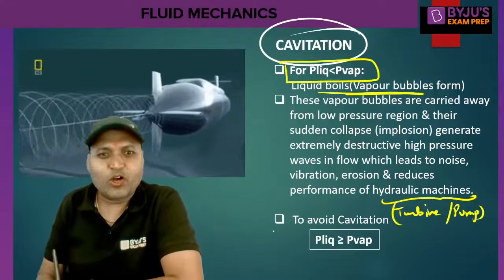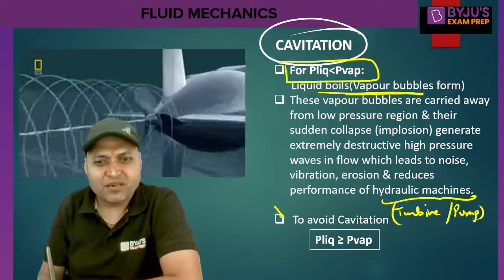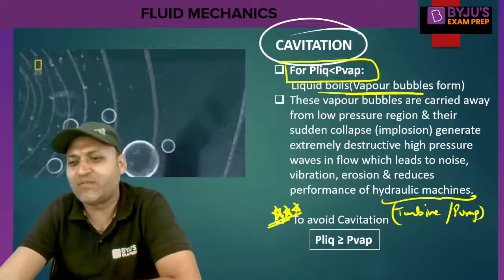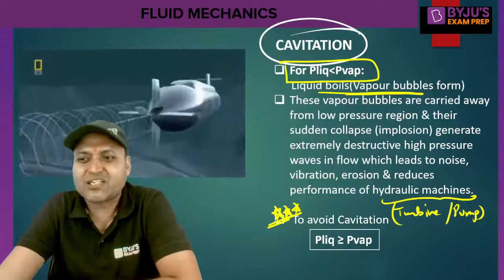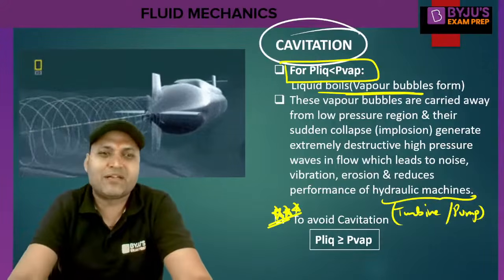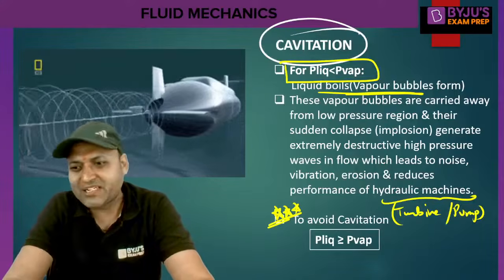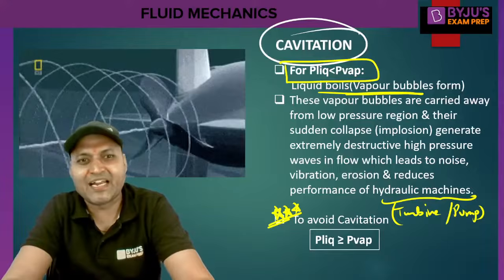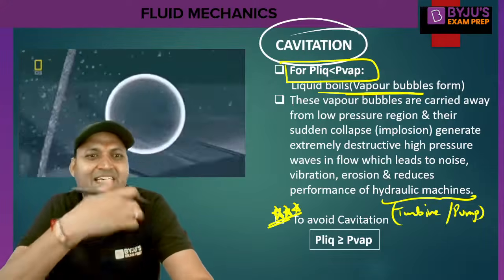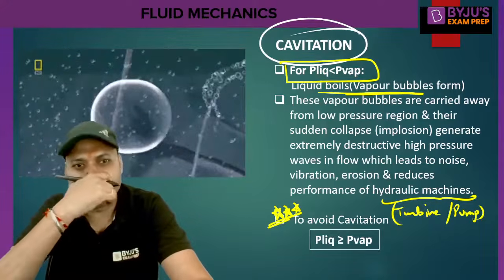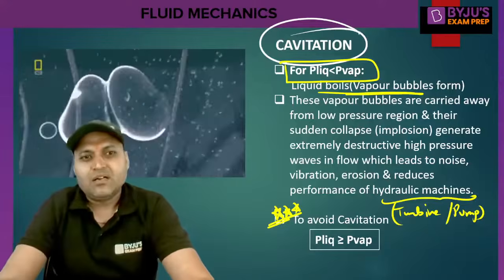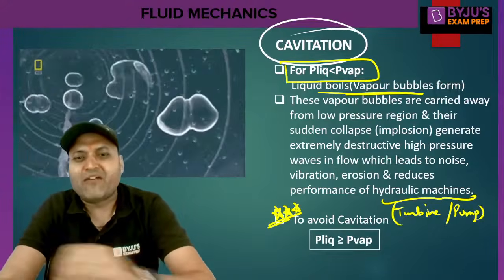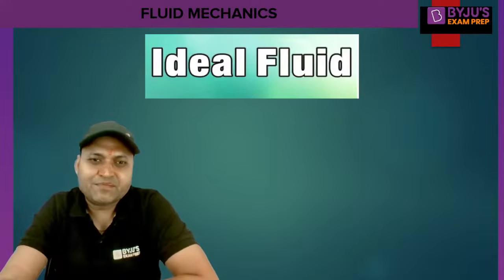So we do not want cavitation to happen. To avoid cavitation, the liquid pressure should not fall below the vapor pressure. Liquid pressure should always be above the vapor pressure. Yes, in underwater missiles and torpedoes, cavitation is intentionally developed.